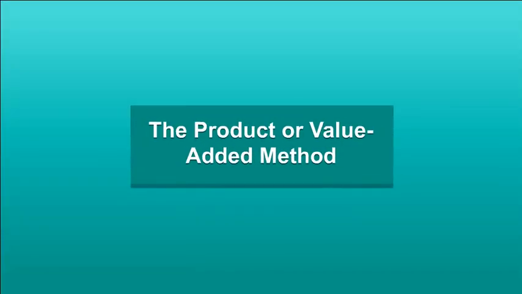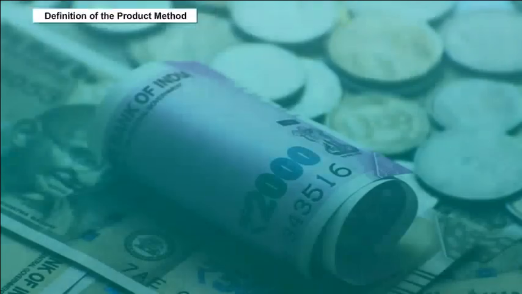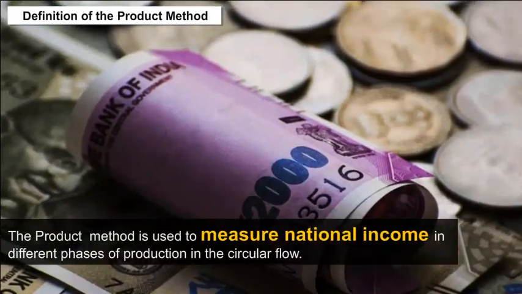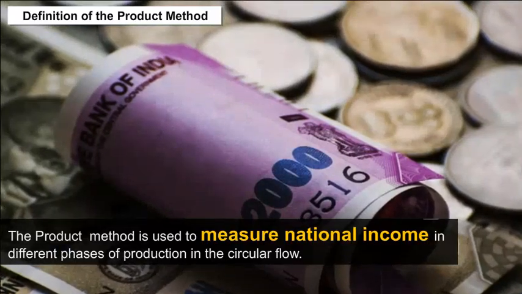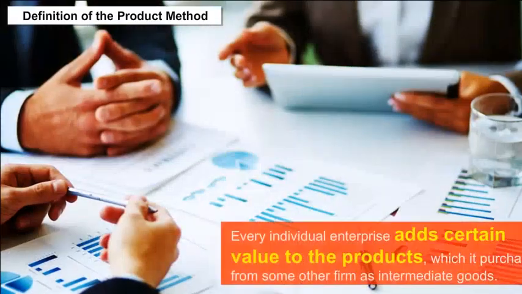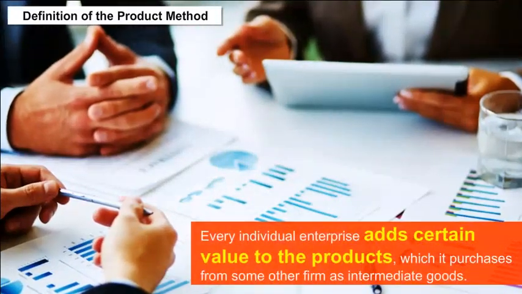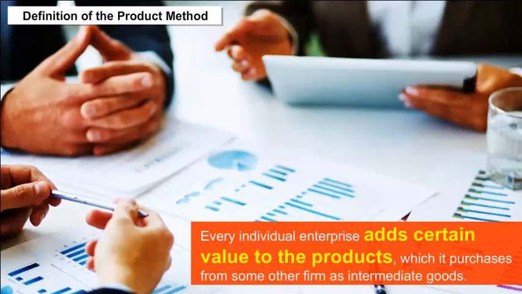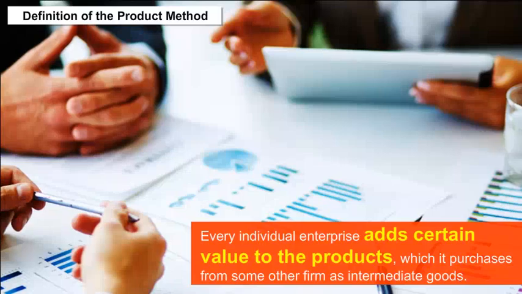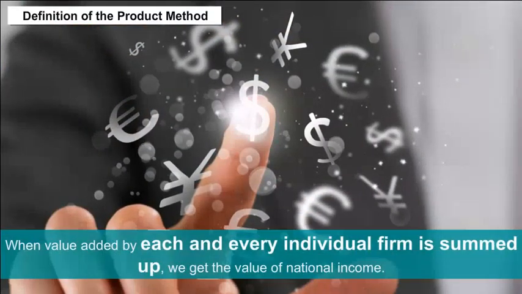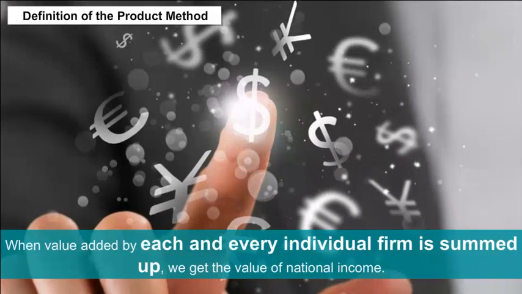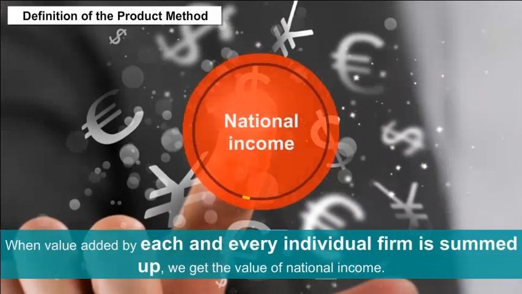The product or value-added method. Definition of the product method. The product method is used to measure national income in different phases of production in the circular flow. Every individual enterprise adds certain value to the product which it purchases from some other firm as intermediate goods. Secondly, when value added by each and every individual firm is summed up, we get the value of national income.